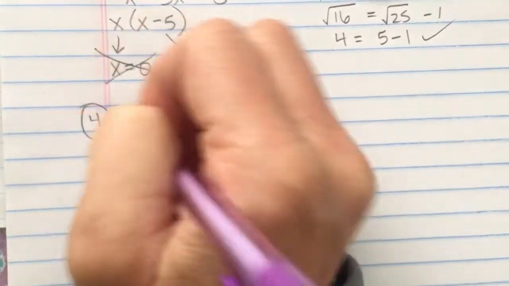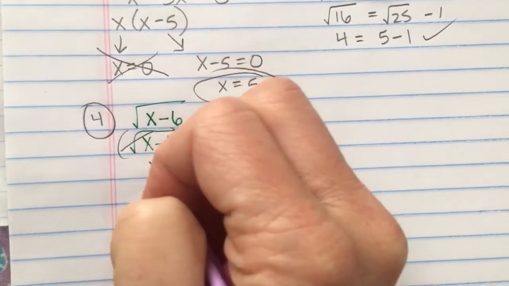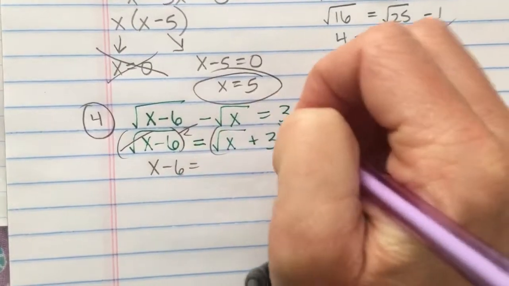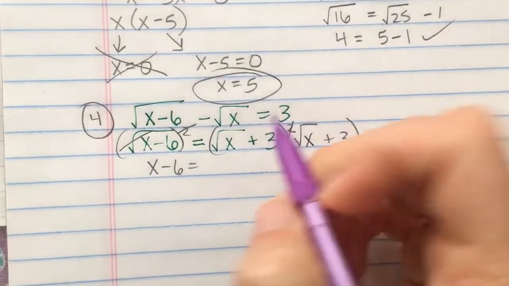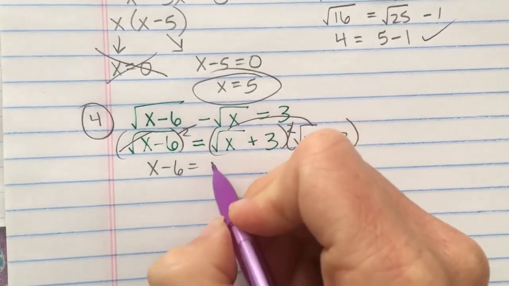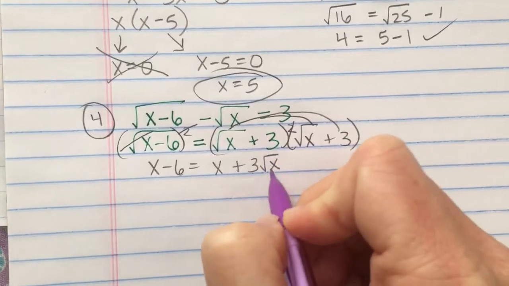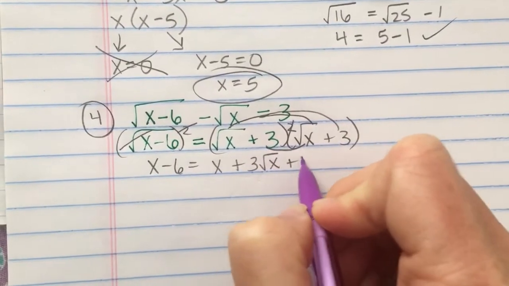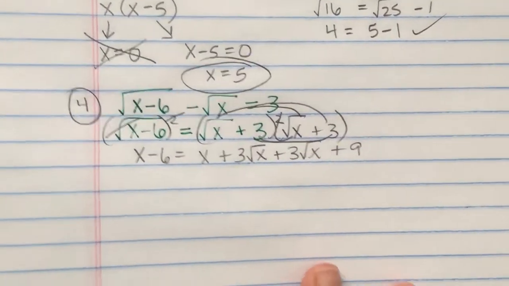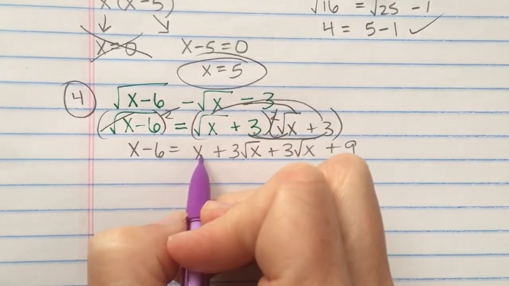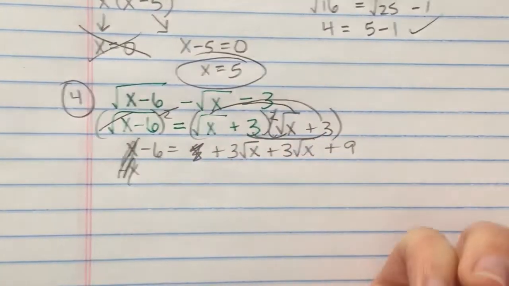Alright, let's go ahead and square both sides. The square root and the square cancel. This one you have to write twice and use the lobster claw. The square root of x times the square root of x is x. The square root of x times 3 is 3 square root x. Then you do the bottom claw: 3 square root x plus 9. Your x's cancel, because if you move this over here you would subtract it. So your x's cancel out.